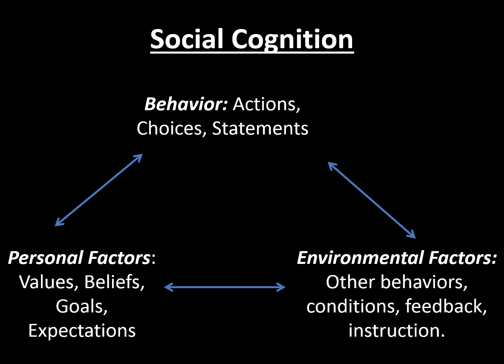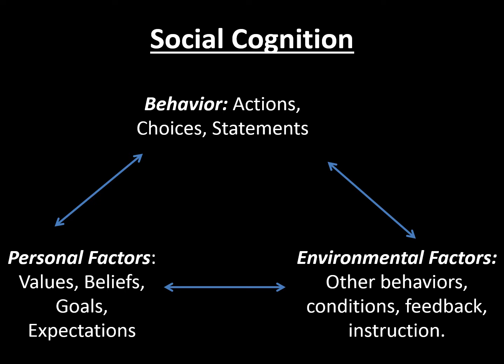Albert Bandura has a theory on social cognition, and it has to do with how personal factors and environmental factors are influenced by student behavior. They all influence and have an effect on each other, but the personal factors and the environmental factors both influence student behavior.